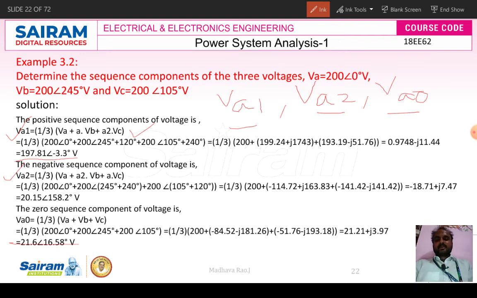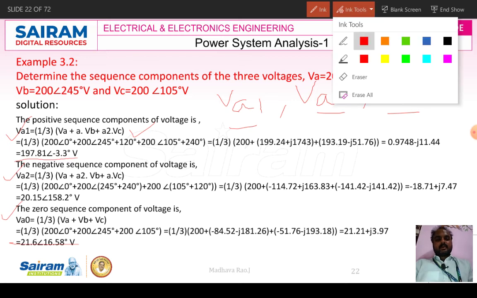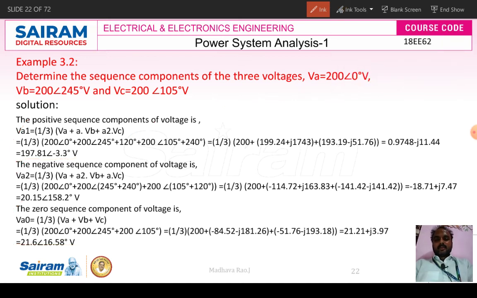So we just have to substitute in the following equations: VA1, VA2, VA0. So we will get the sequence components of the three phase voltages, right?